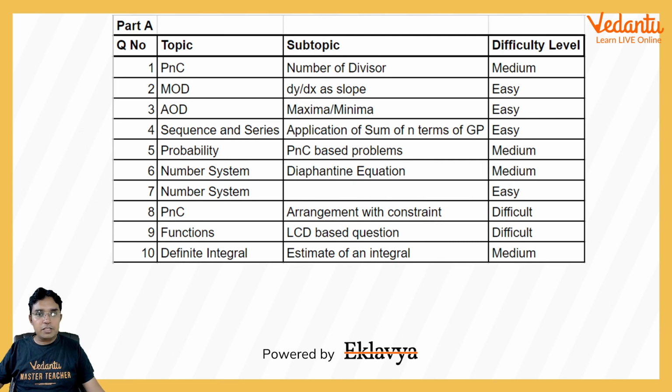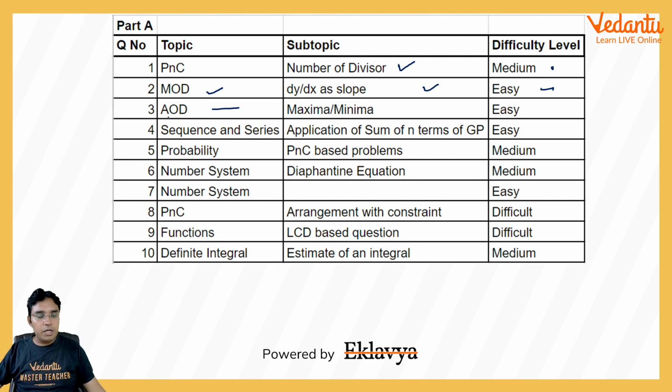You can see the first question was from PNC based on number of divisors. I call this a medium. Phi 1, phi k, if you remember that question. Then the differentiation question where there was a correction, dy upon dx as slope was to be used. It was easy. Then this question of a rectangle, 2a plus b is equal to 60.